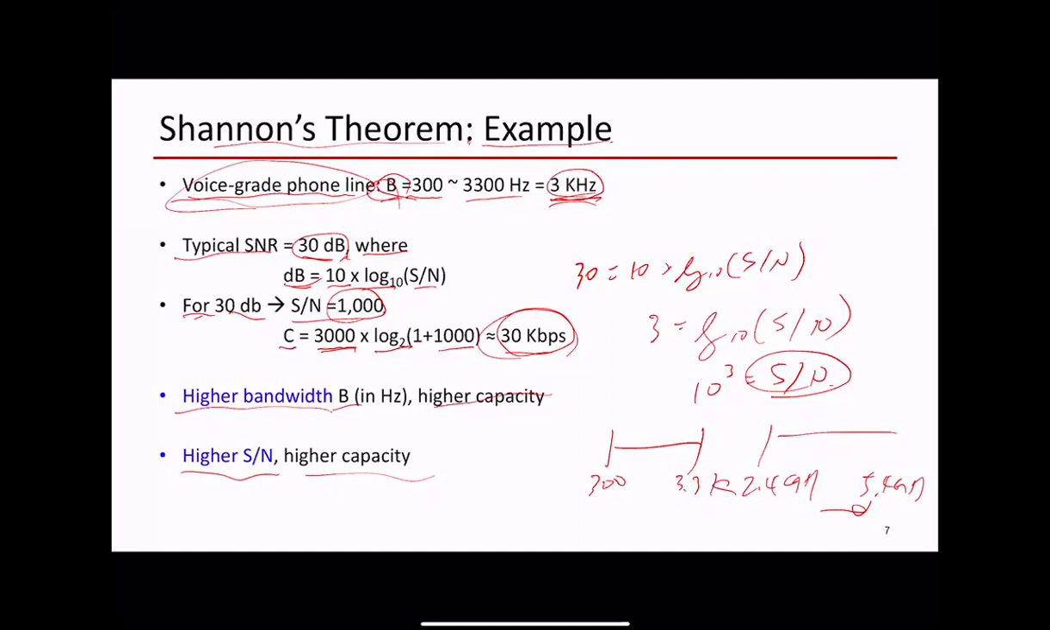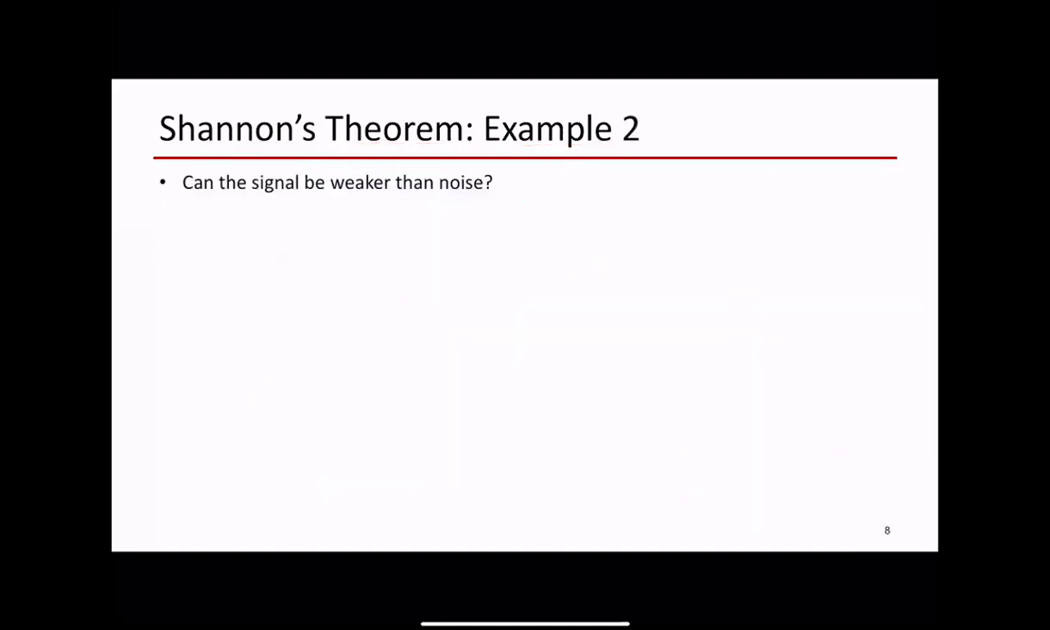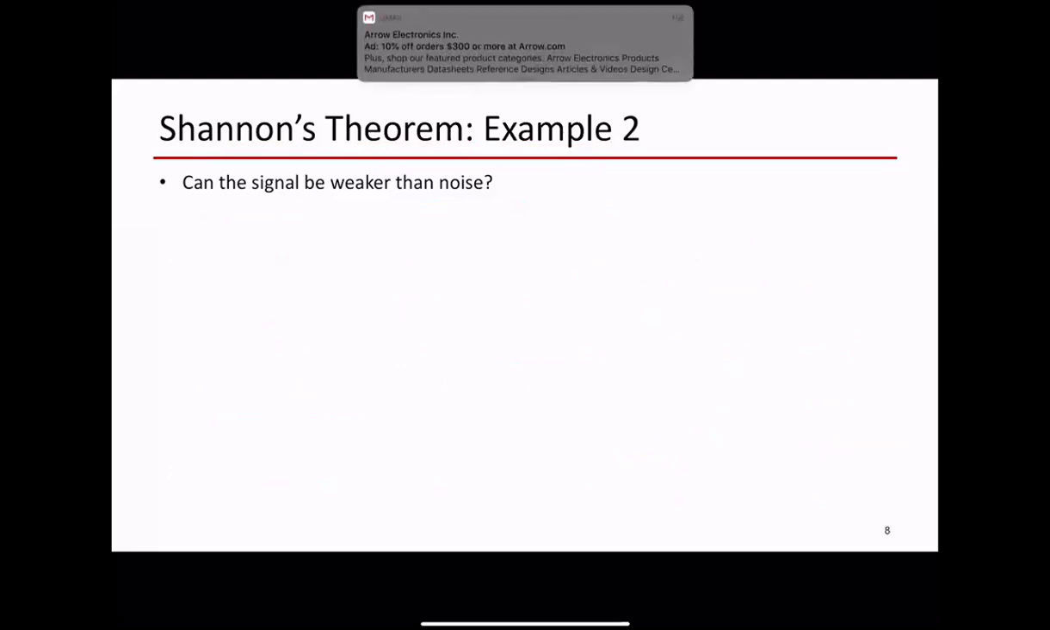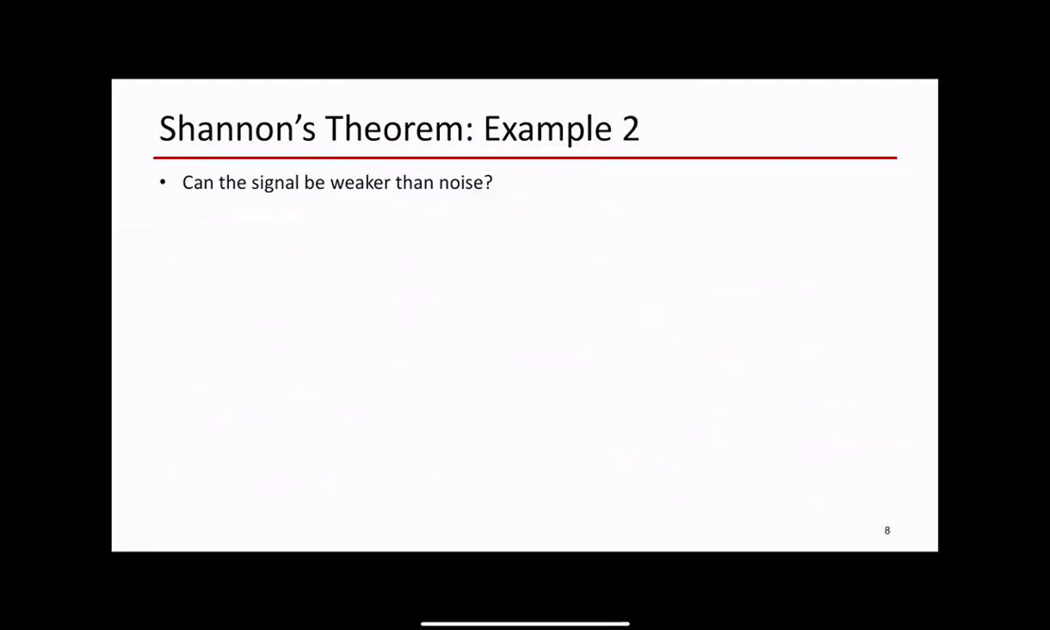So let's practice one more time. So the quick quiz, can the signal be weaker than a noise? Now we understand what it is. Oh, signal can be weaker than noise, right? Is it true? So we know what the Shannon's capacity theorem is. What if the signal is weaker than the noise? What happened? Can we still communicate?